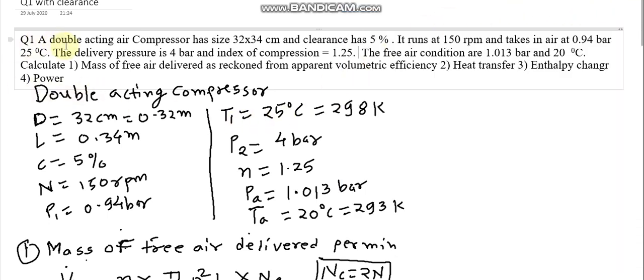Now, this is question number one with clearance. A double acting air compressor has size D into L of 32 into 34 centimeter. D into L is given. Clearance is 5%, C is 5%. It runs at 150 rpm.